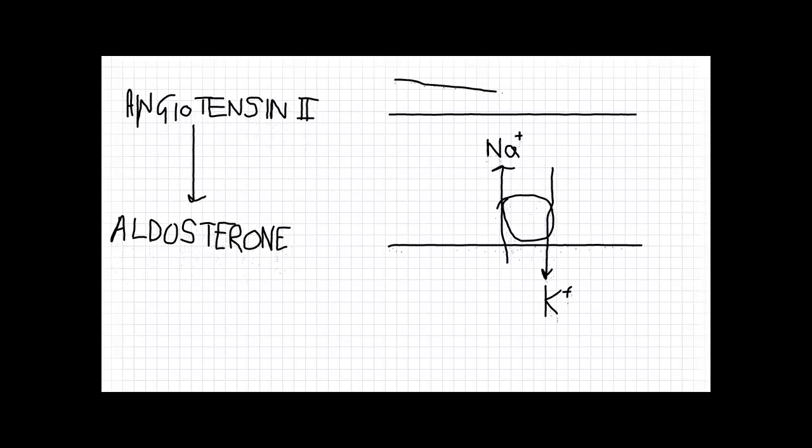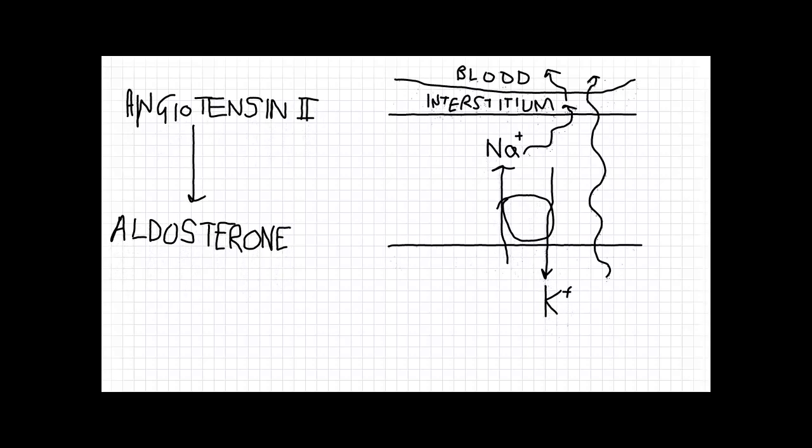Aldosterone is released in response to angiotensin II production to increase mean arterial pressure. It does this by upregulating the sodium-potassium pump within the distal convoluted tubule of the kidney. This results in sodium and thus water being pumped into the interstitium and potassium being pumped out into the urine.